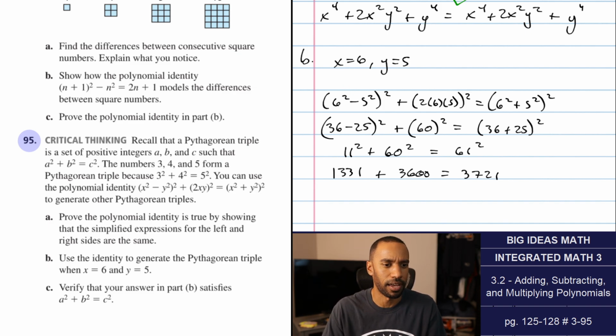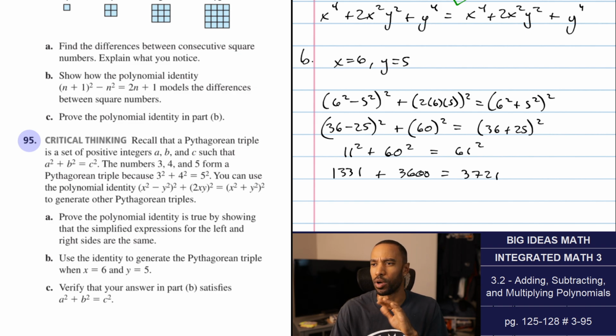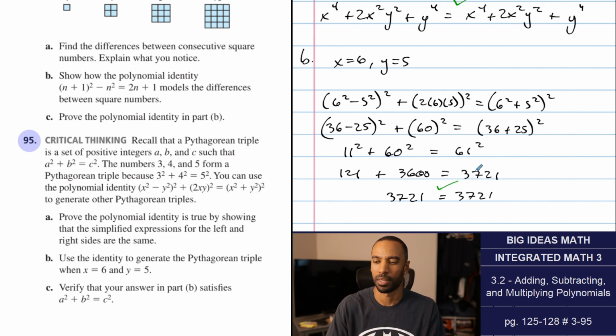36 plus 25 is 61. 61 squared, 3,721. 11 squared. Oh, sorry. 11 squared isn't 1,331. That's 11 cubed. I'm sorry. That's 121. Okay. Got it. I was thinking too much of Pascal's triangle stuff. So 3,721 equals 3,721. Okay, that one checks out. I mean, it should, because of the formula we just used.